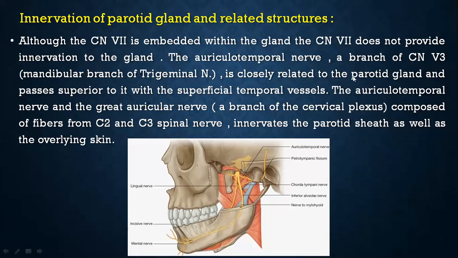It is closely related to the parotid gland and passes superior to it with the superficial temporal vessels. The auriculotemporal nerve and the greater auricular nerve, a branch of the cervical plexus composed of fibers from C2 to C3 spinal nerves, innervate the parotid sheath as well as the overlying skin.